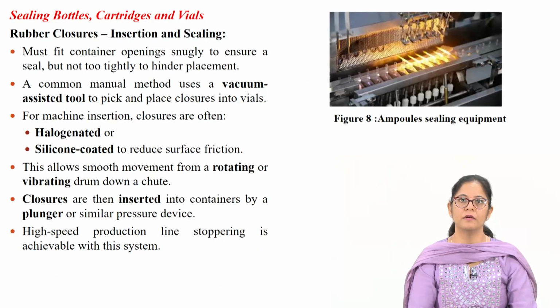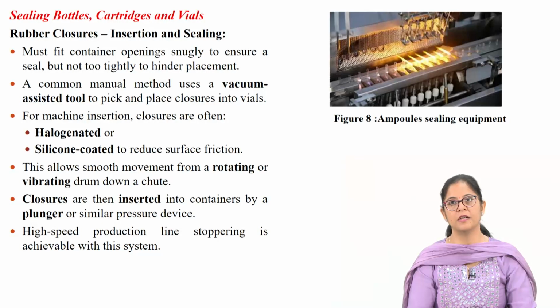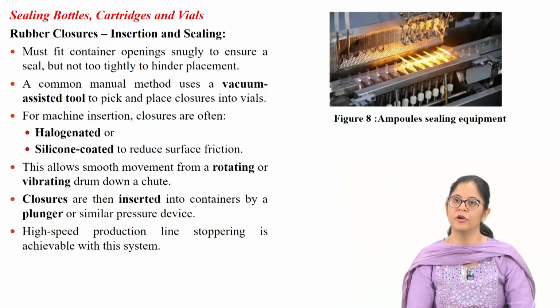Now, rubber closures are also used. They must fit the container opening snugly to ensure a seal, but not too tightly, so as not to hinder placement. A common manual method is a vacuum assisted tool to pick and place closures into vials.